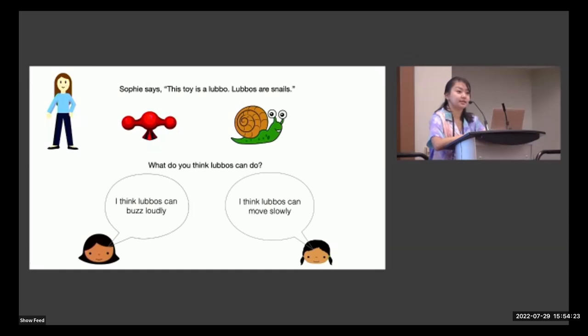This person says, I think lubbos can move slowly. So whose answer is better? If you think lubbos are snails, you would say that they move slowly. Half of the participants heard that lubbos were bees and that they could buzz loudly.